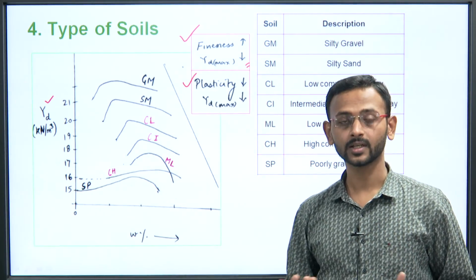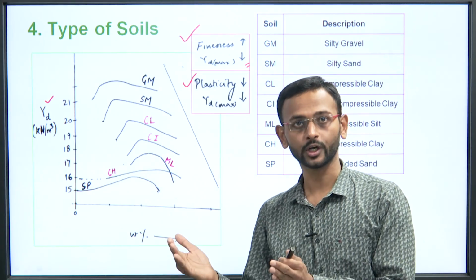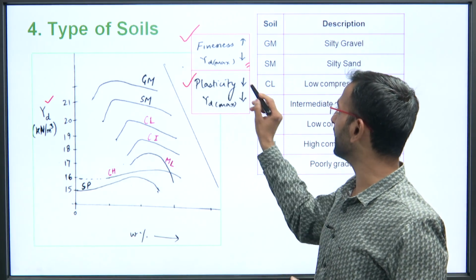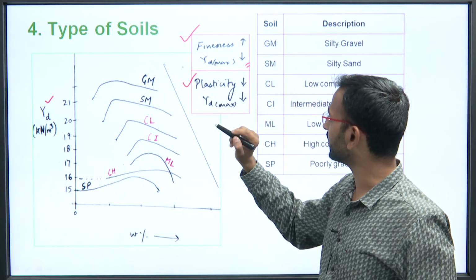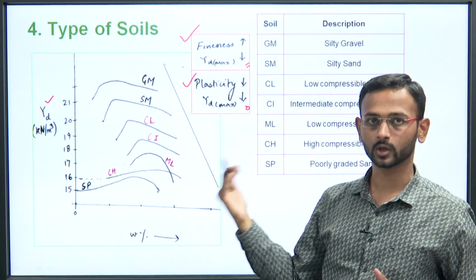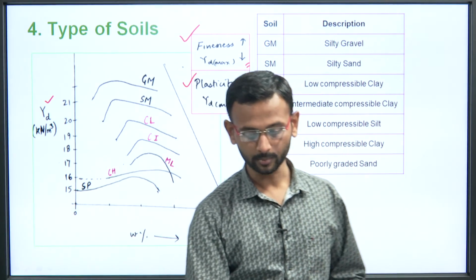And the second thing is the plasticity. What do you mean by plasticity? Plasticity is the ability to deform, but without the rupture, without breaking. So, when the plasticity decreases, then gamma D maximum also decreases. So, these 2 points are there that you have to remember. Now, we will be going for some observations.